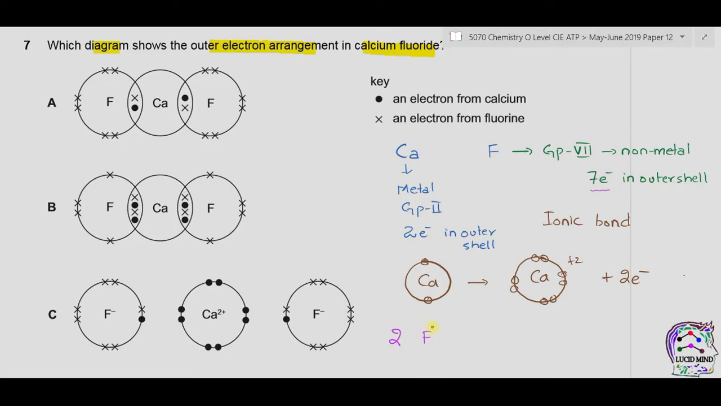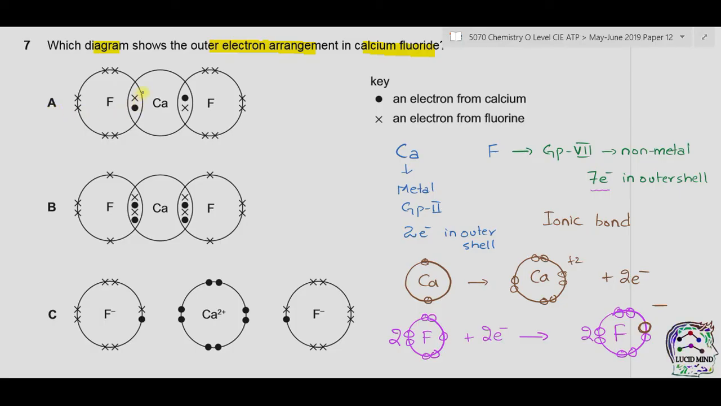So therefore we will need 2 fluorine atoms to bond with 1 calcium. There are 7 electrons in one fluorine atom, and each fluorine atom will gain 1 electron, so therefore for 2 fluorine atoms there will be 2 electrons gained to form 2 fluoride ions. The 8th electron will be of calcium. As fluorine has gained electrons, so therefore now it has become negatively charged. Let's look into the options.